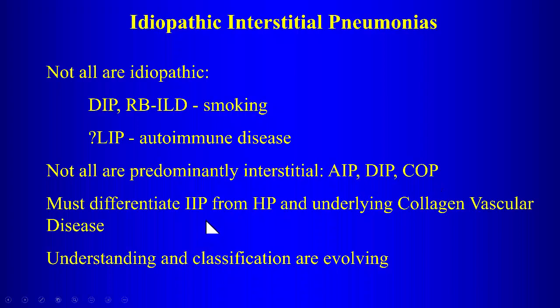The most important thing is that we want to be able to differentiate idiopathic interstitial pneumonias from hypersensitivity pneumonitis and underlying collagen vascular disease, because the treatment is going to be different. So this is something that you want to keep in mind as you're evaluating these cases.